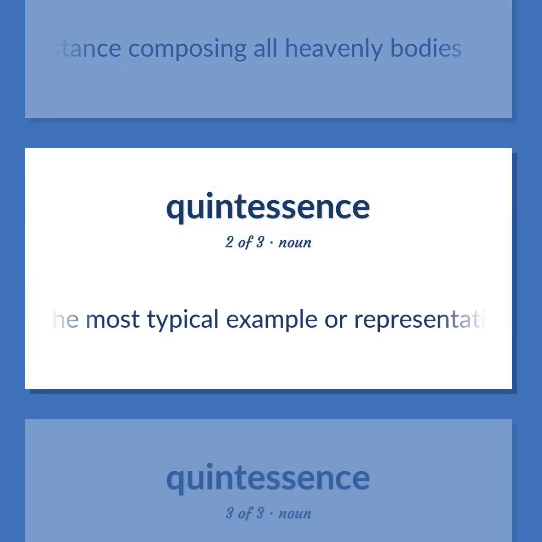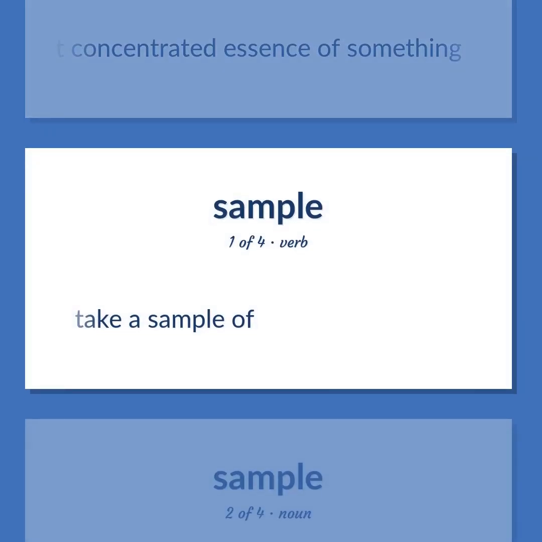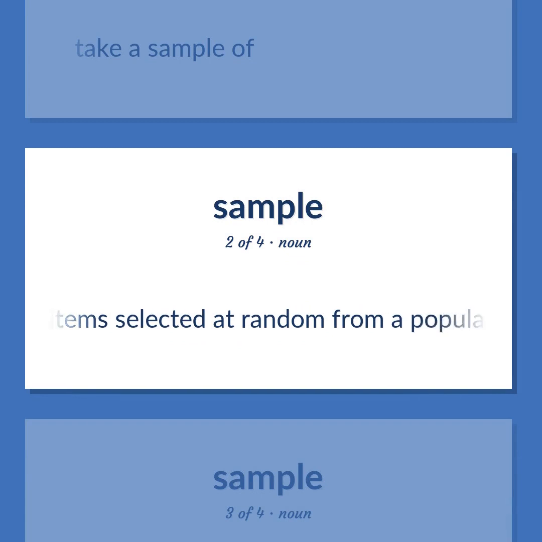The most typical example or representative of a type. The purest and most concentrated essence of something. Take a sample of. Items selected at random from a population and used to test hypotheses about the population.